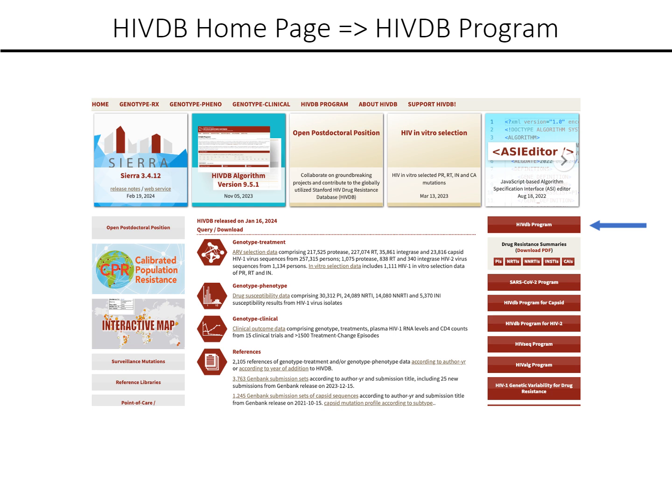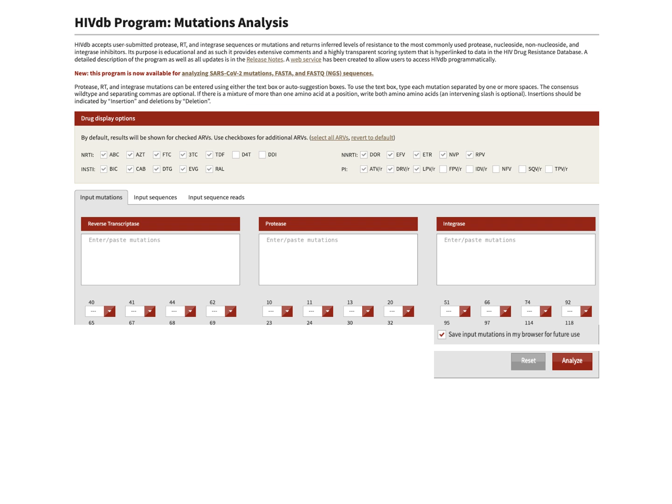This slide shows how to access the HIVDB drug resistance interpretation program from the Stanford HIV drug resistance database homepage. The sequence interpretation program accepts either lists of mutations, one or more FASTA sequences, or an NGS FASTQ file. FASTA sequences usually represent Sanger sequences or the consensus of the many reads obtained from next-generation sequences.